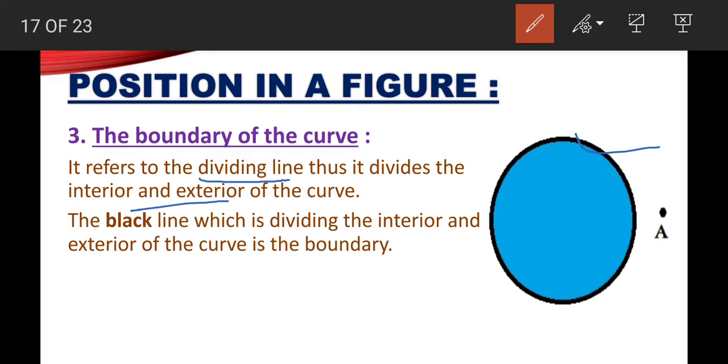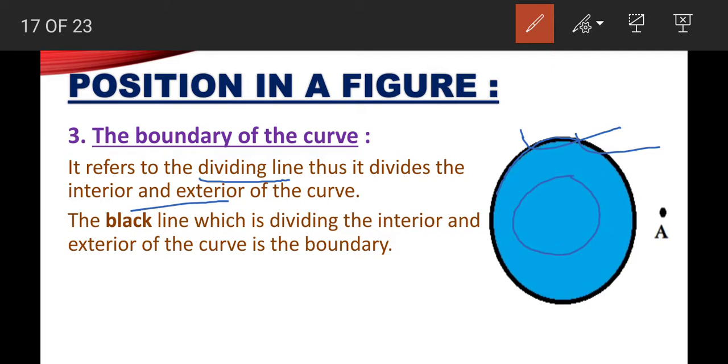So we have discussed the three parts of position in a figure. First one is interior. This blue part shows the interior of the curve. This black line divides the interior and exterior part, and this line is known as the boundary of the curve, or you can say that it is on the curve. And last one is exterior.